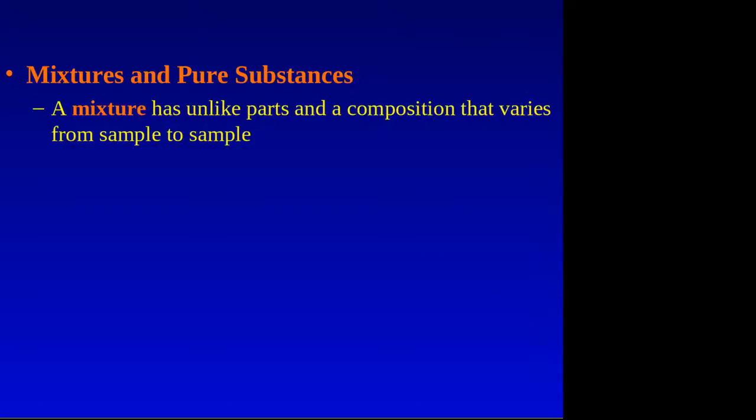A mixture has unlike parts and a composition that varies from sample to sample. All right, so I'm made up of multiple things, and if I were to grab from one thing, I might get 5 of one part and 2 of another. If I grab from another, it might be a 3 and 3. Right, they're in there. I mean, the word's there. It's mixed up. It's things mixed up.